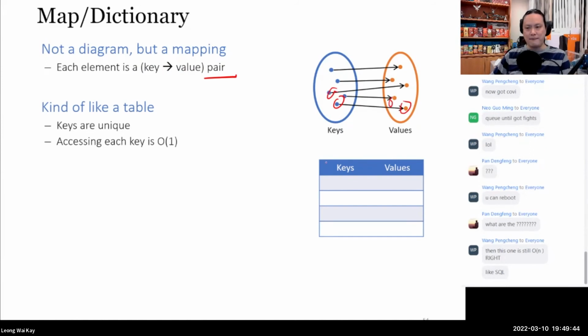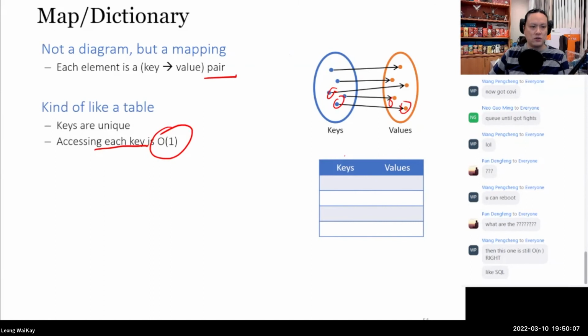And because of the way it is designed or constructed, accessing each key is on average O(1). Amortized O(1) access. Wow. So there's clever things being done in the background. This one you will learn in 2100. What is the clever technique? For now, we just treat it as a black box.